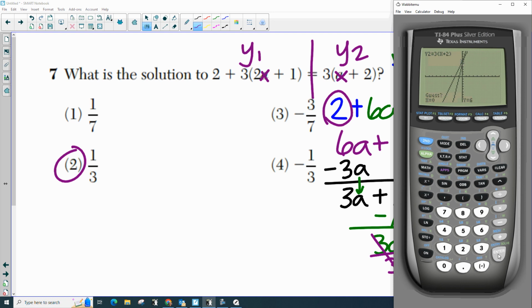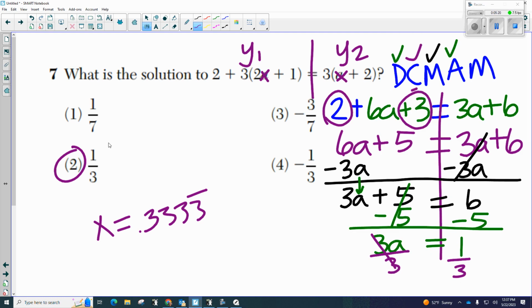times. 1, 2, 3. Okay, notice I get x equals 0.3333. I'm going to put that repeating bar because it just keeps going on. Remember, since we had an x in our equation, the x value is our answer, not the y. But luckily, they didn't put 7 as an answer. They do have 1/7, which might trick some people.